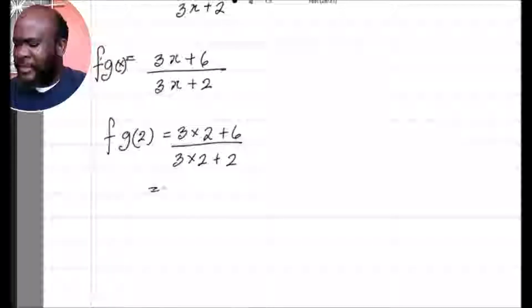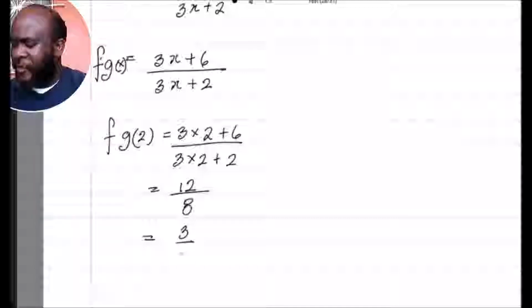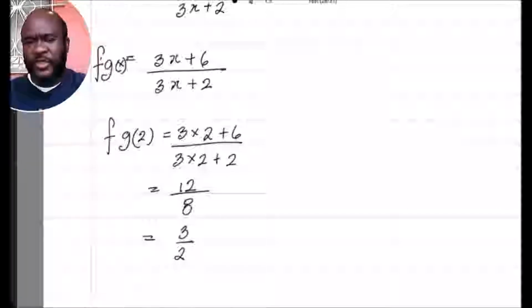3 2s are 6. 6 plus 6 is 12. And down at the bottom, 6 plus 2 is 8. 4 into both numerator and denominator, I get what? 3. Divide both the top and bottom by 4, I get 3 over 2. So f of g of 2 is 3 over 2.